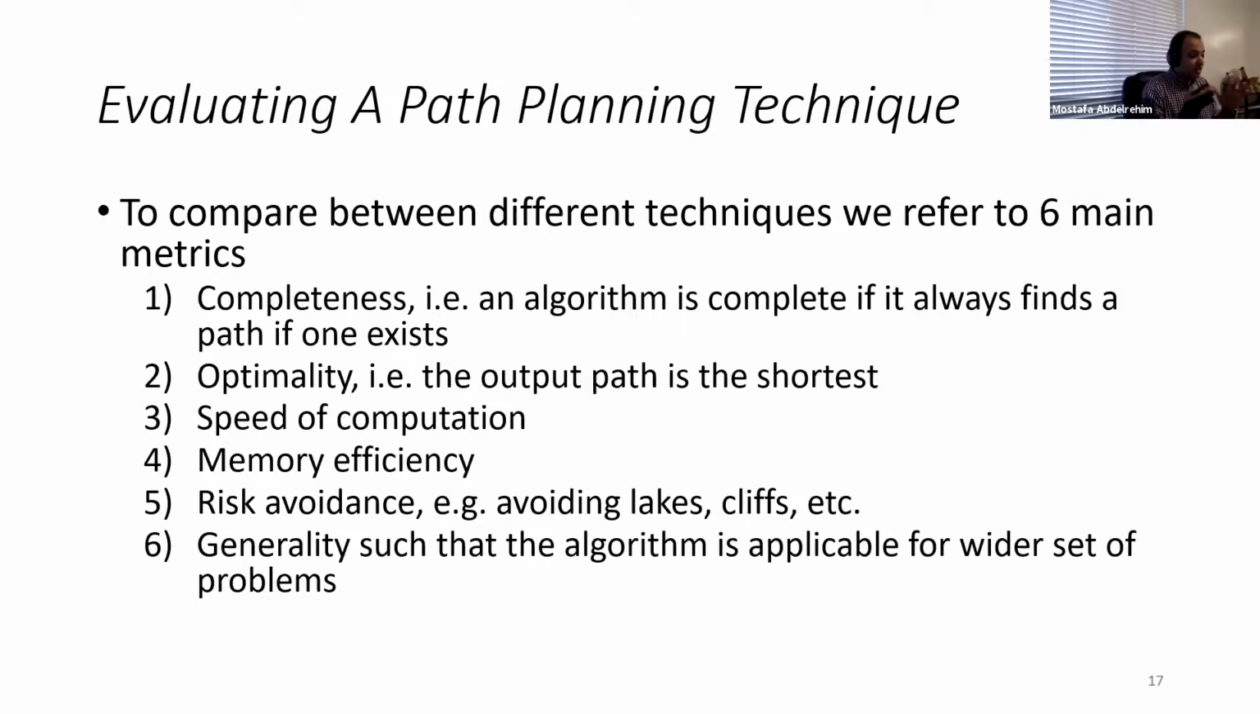So if it says that I can't find the path, we are sure that it is telling the truth and there is no path between the source and destination. This is what's meant by a complete algorithm.